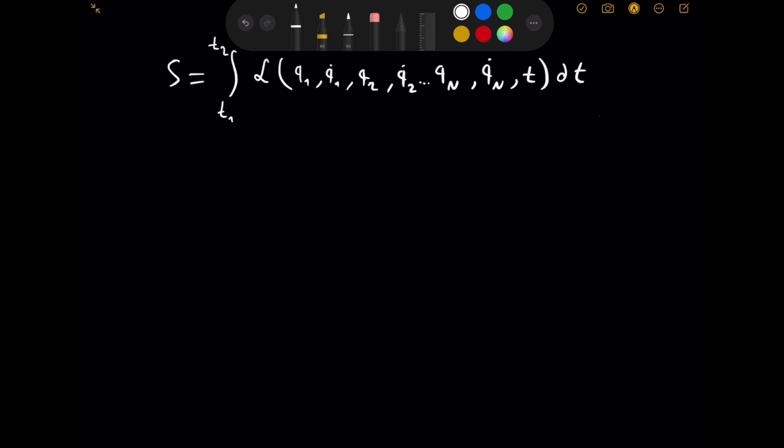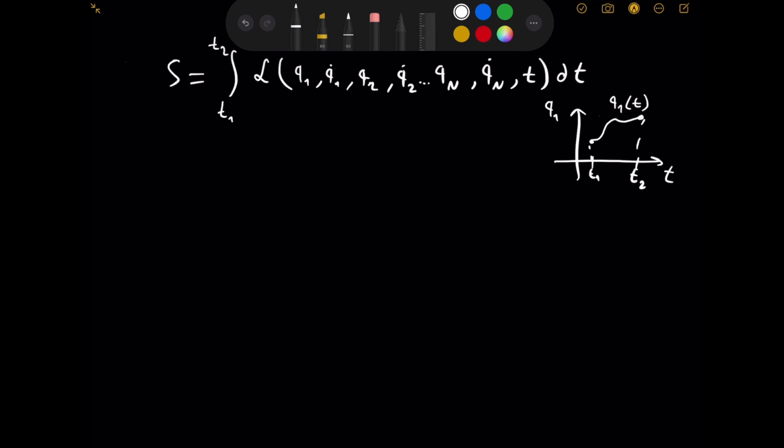So I want to first draw the picture for Q1, and it easily generalizes for any of the other coordinates. Let's say this is the time axis, this is the Q1 axis. And here we have t1 and t2. These are the endpoints. And let's say the function that makes the action functional stationary is this Q1. This trajectory makes it stationary. Okay?